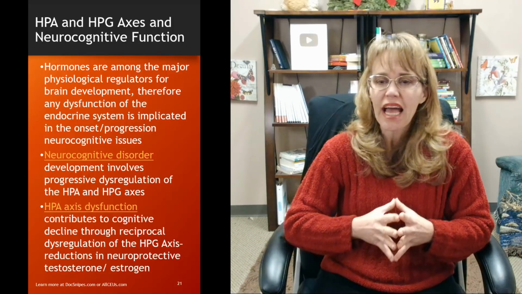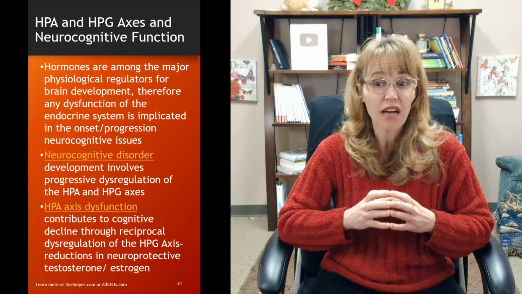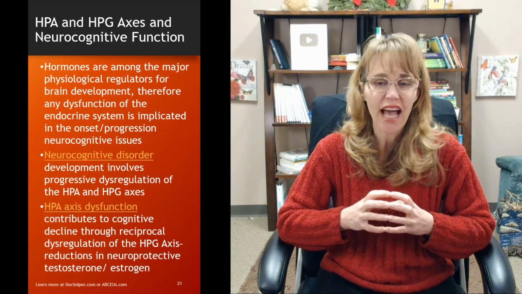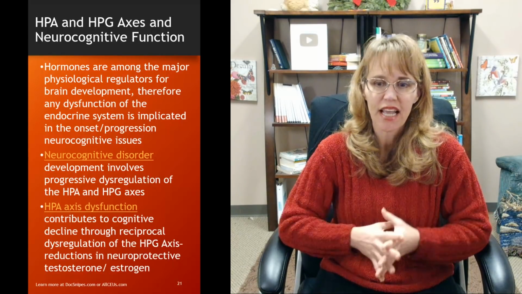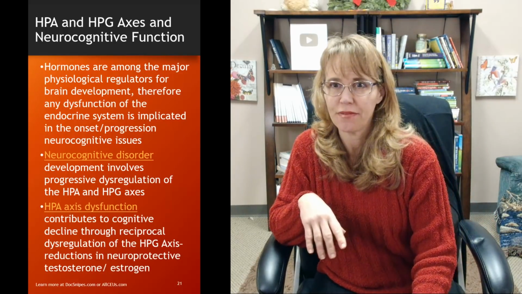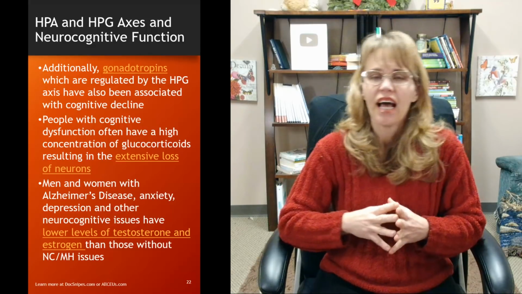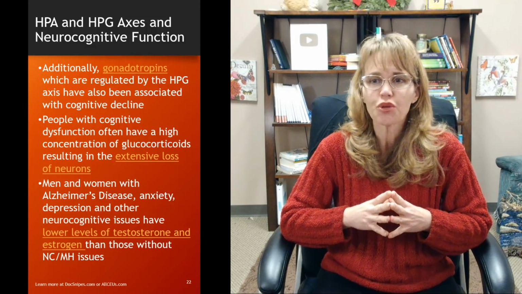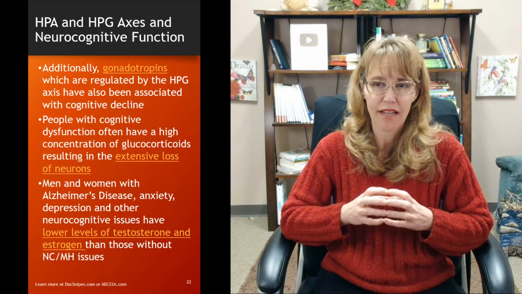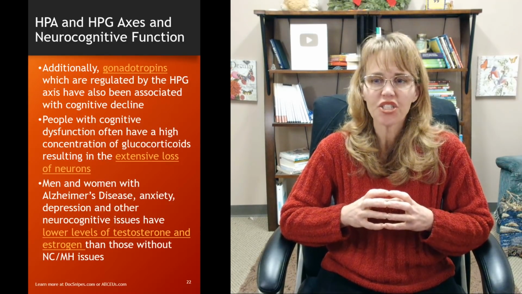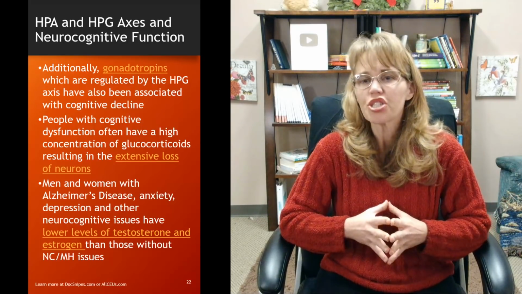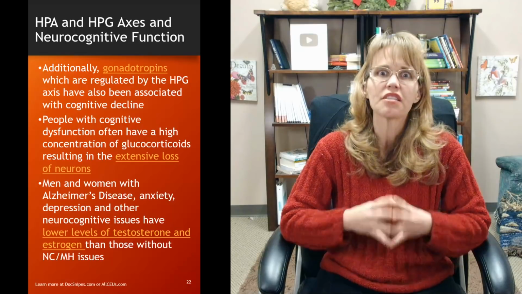HPA-axis. HPA-axis dysfunction contributes to cognitive decline through reciprocal dysregulation of the HPG-axis, causing reductions in neuroprotective gonadal hormones like testosterone and estrogen. Additionally, gonadotropins, which are regulated by the HPG-axis, have also been associated with cognitive decline. People with cognitive dysfunction often have a high concentration of glucocorticoids, cortisol, resulting in the extensive loss of neurons.